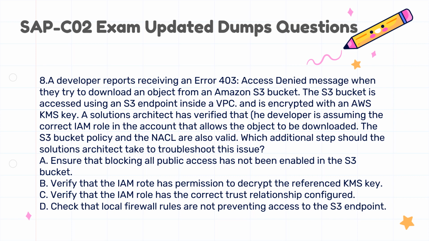A. Ensure that blocking all public access has not been enabled in the S3 bucket. B. Verify that the IAM role has permission to decrypt the referenced KMS key. C. Verify that the IAM role has the correct trust relationship configured. D. Check that local firewall rules are not preventing access to the S3 endpoint.